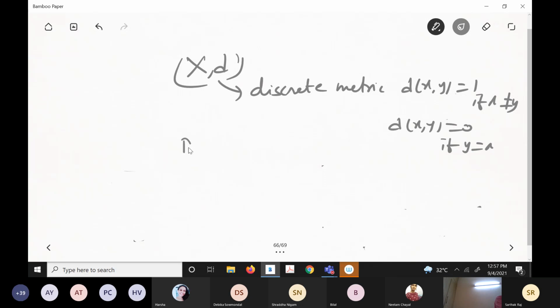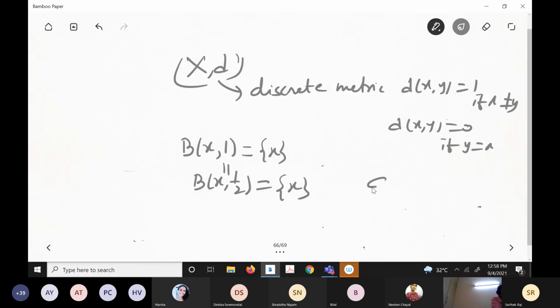Now you tell me what is B(x,1) here. It is the set of y belonging to X such that d(x,y) is zero, only this point, the single point x. And then what will be this? That will also be the single point x. But they are the same. So all I can say is that it is contained in that. It's not strictly contained. Understand?